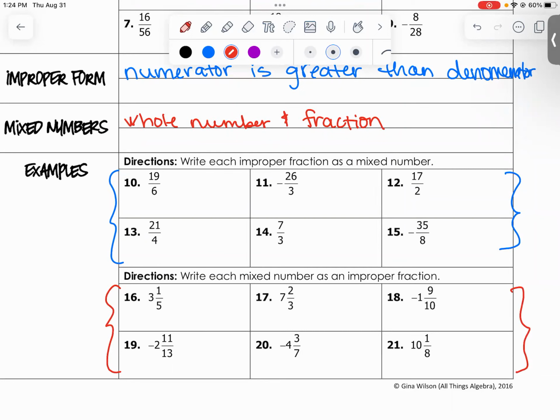So what we're going to do for the remainder of class is work on going back and forth from improper fraction to mixed number and mixed number to improper fraction. We're going to skip those for right now.